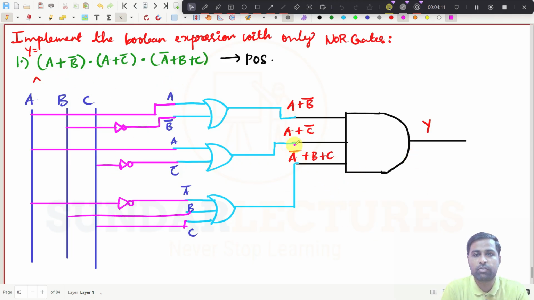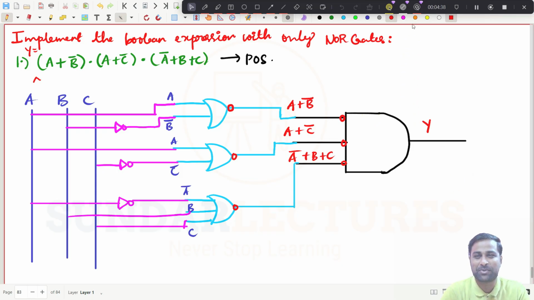Now you have to implement it with only NOR gates. That is the principle, and I have already told you how. You make this a NOT, maybe I will use a different dark color. Put a NOT here, put a NOT here, both are the same, as I've already told. And what is this one now?